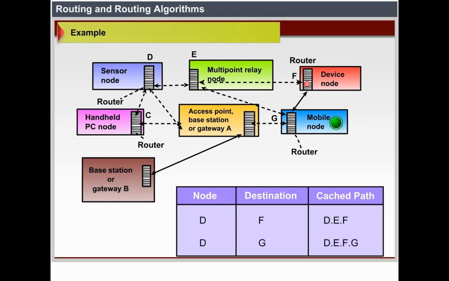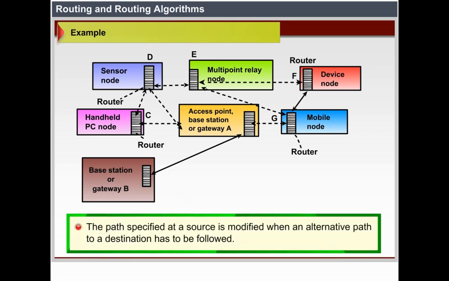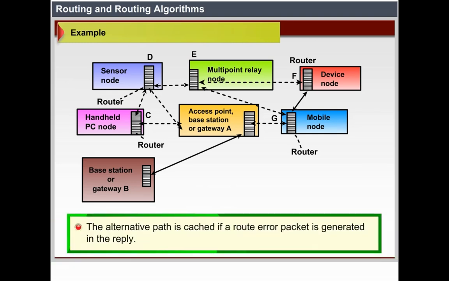Node D, destination G, cached path DEFG. The path specified at a source is dynamically modified when an alternative path to a destination has to be followed. The alternative path is cached when there is a route error packet generated in the reply.